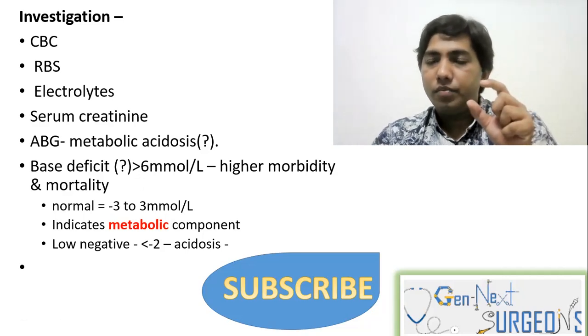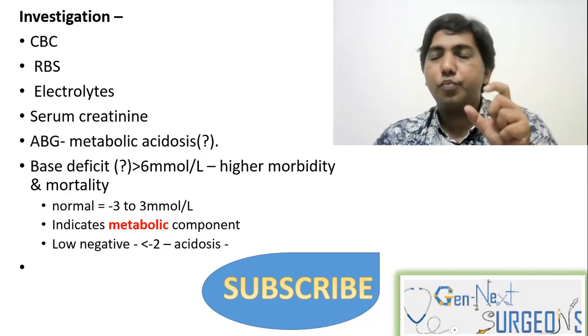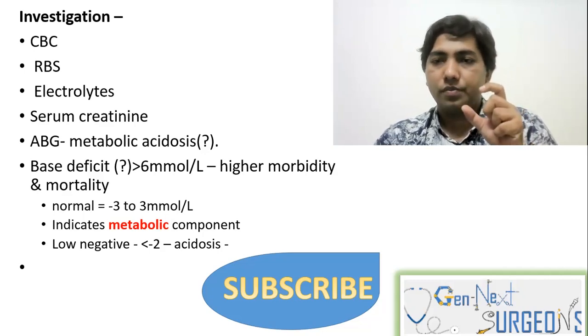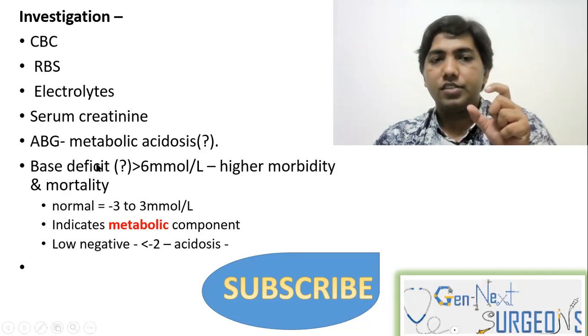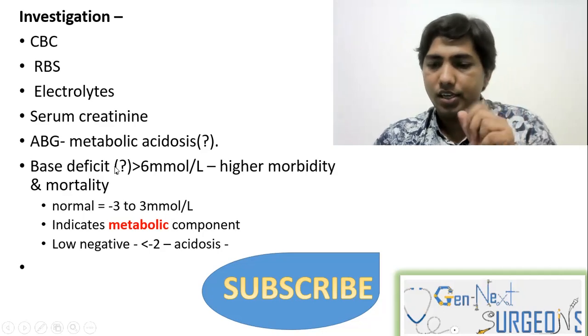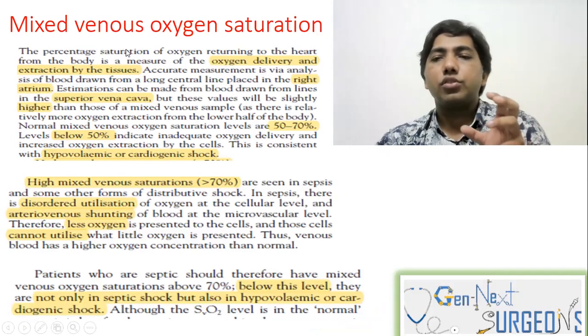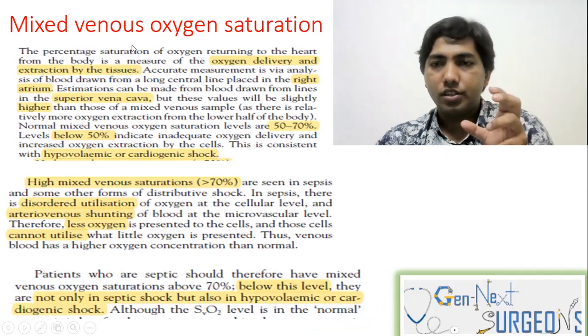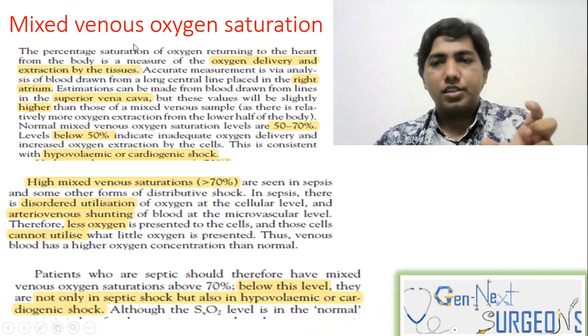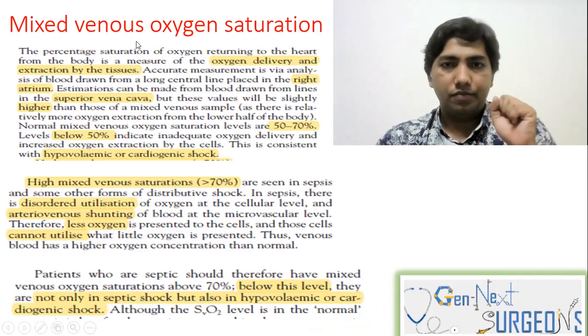A short note may come; the teacher may ask what the end point of resuscitation is. So base deficit is one component. Clear? Another component is mixed venous oxygen saturation. That is also very important. I would like to describe that, and it is taken from the Bayesian lab.